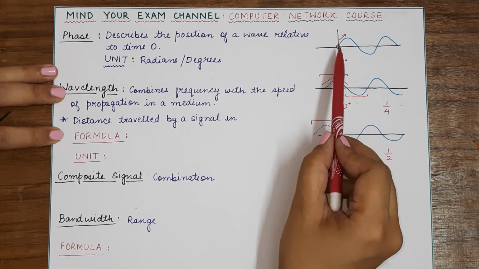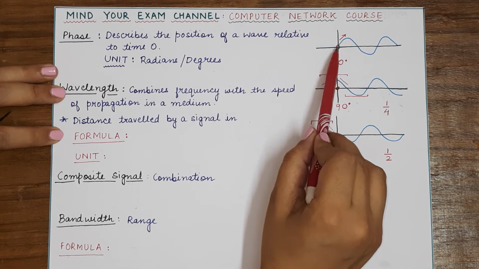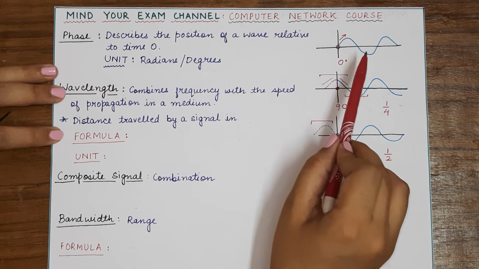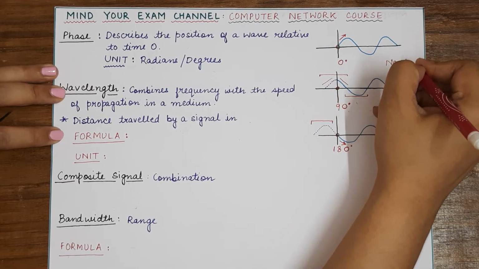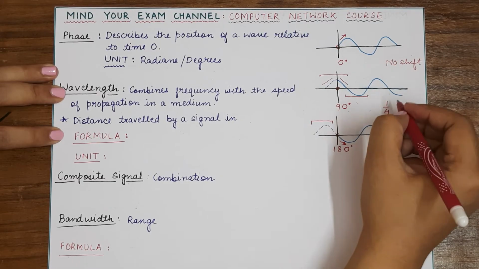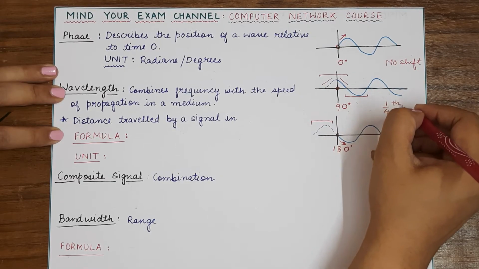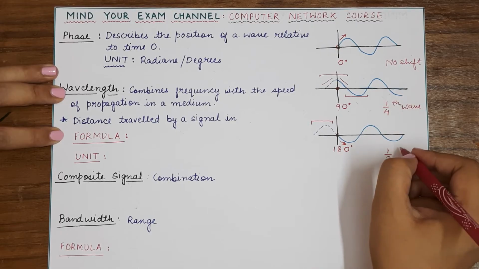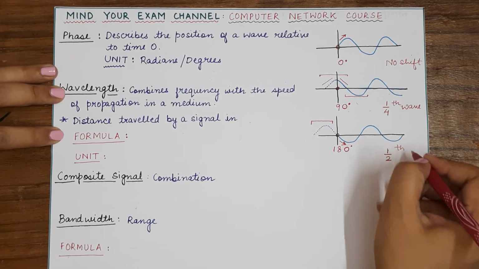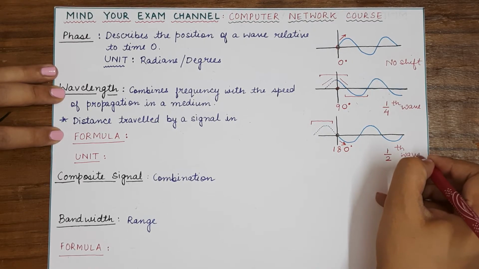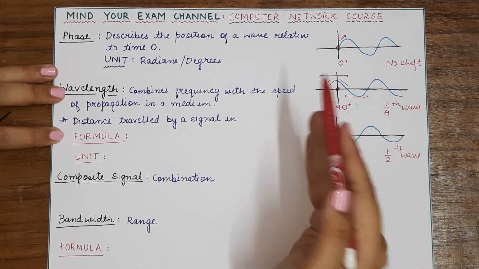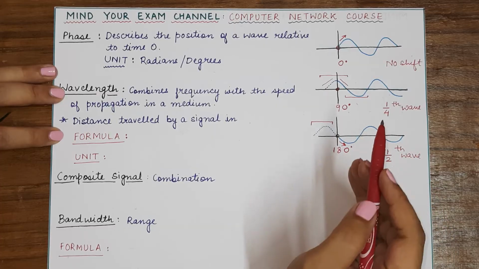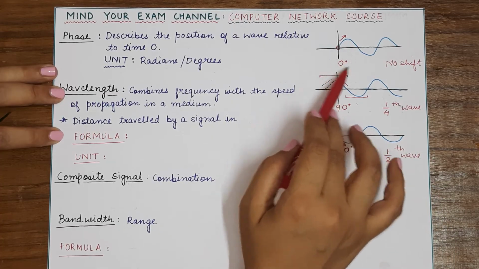So these are some important points that you must remember when you are defining the phase. At phase 0 you must know what is the peak amplitude and how much the wave is shifted. In this case there is no shift. In the second case there is a shift of 1/4 of the wave, and in the third case there is a shift of half of the wave, and that is 180 degrees. If you shift the wave by 360 degrees, it will be equivalent to 0 degrees phase.